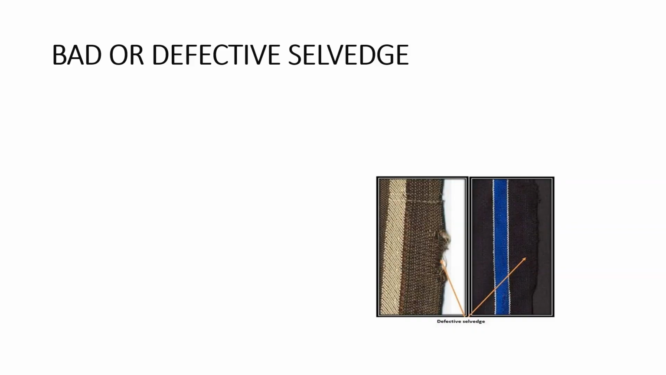Now what is wrong in it? This defect is called bad or defective selvage. And the cause is faulty weaving. So you have to look at the weaving process from where this kind of defective or bad selvage can occur, and you have to rectify that. Only then can you avoid such a defect being generated in the normal process.